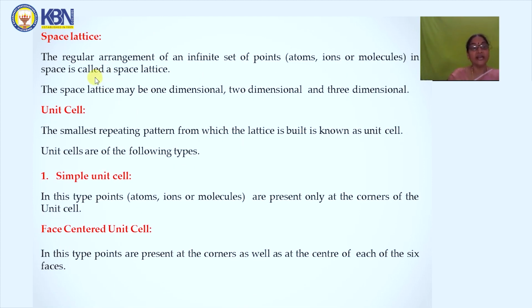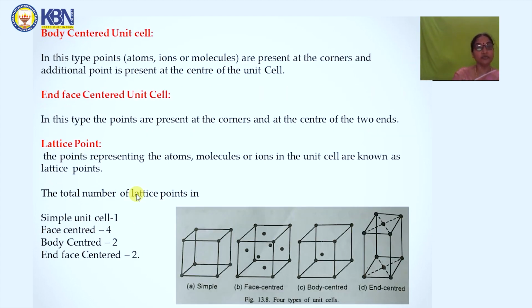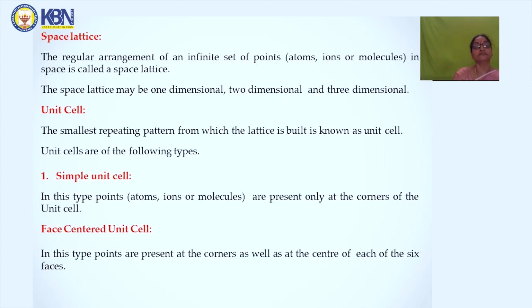Next, space lattice. The regular arrangement of an infinite set of points in space is called a space lattice. The space lattice may be one-dimensional, two-dimensional or three-dimensional. Coming to the unit cell, the smallest repeating pattern from which the lattice is built is known as the unit cell. Unit cells are of the following types: simple unit cell, face-centered unit cell, body-centered unit cell and end-face-centered unit cell.